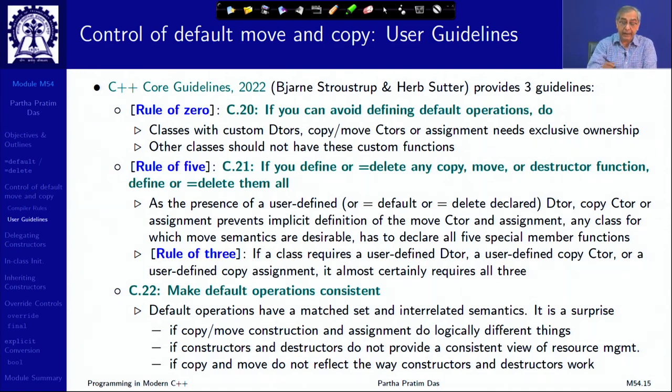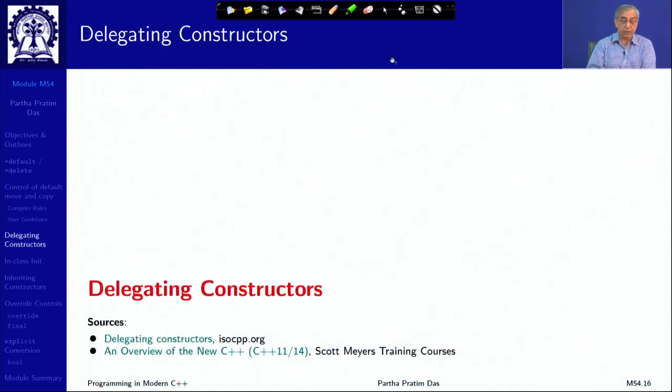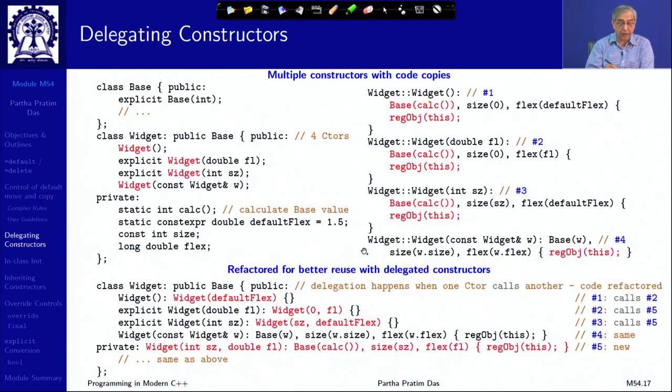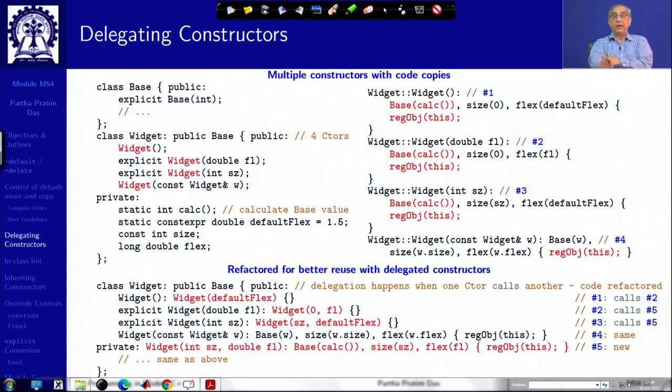Otherwise, you will have the kind of surprise that I just showed you. Okay. Moving on, we will take a number of small features. Delegating constructor is something very interesting. If you have a class with multiple constructors, it is often that there is code copies.